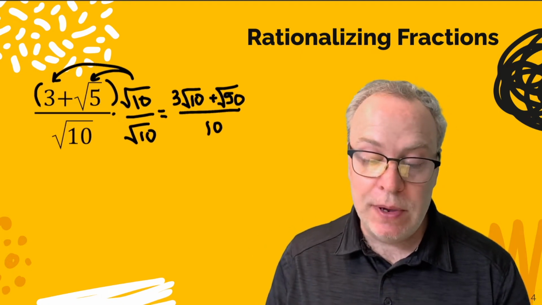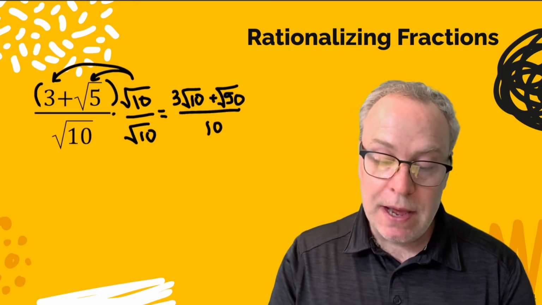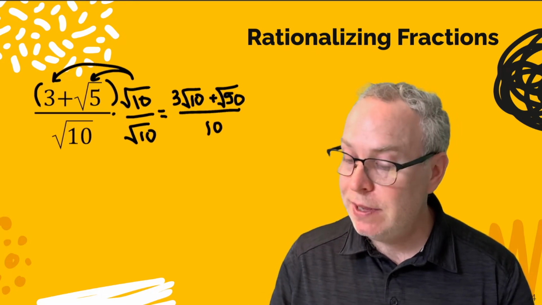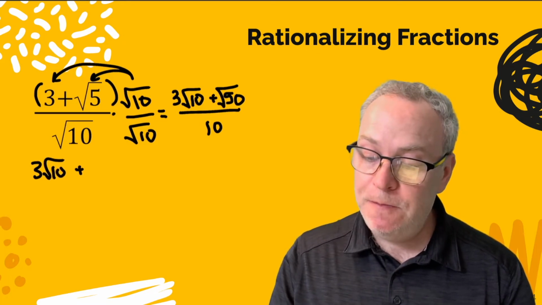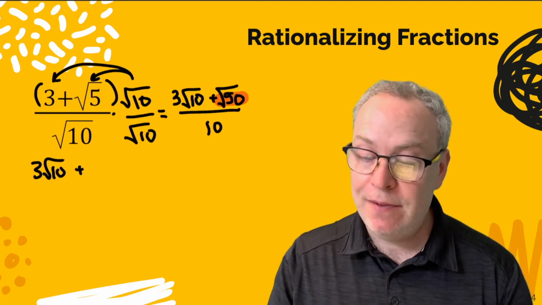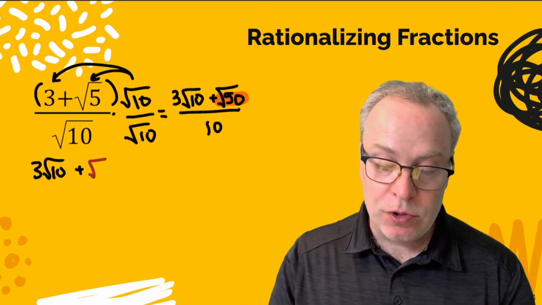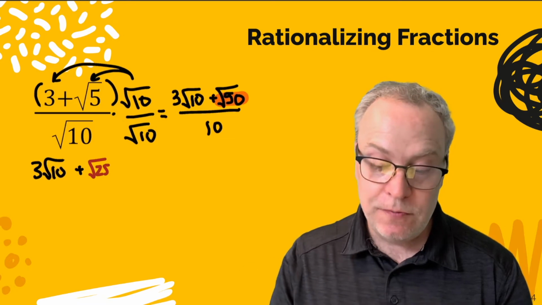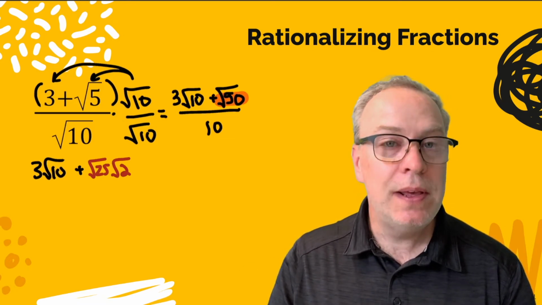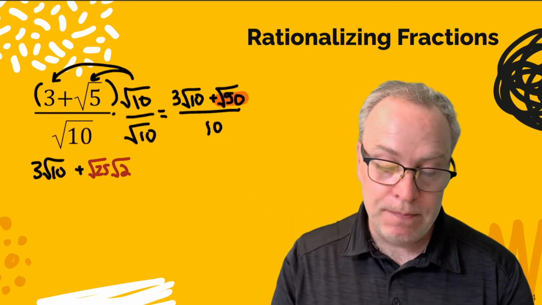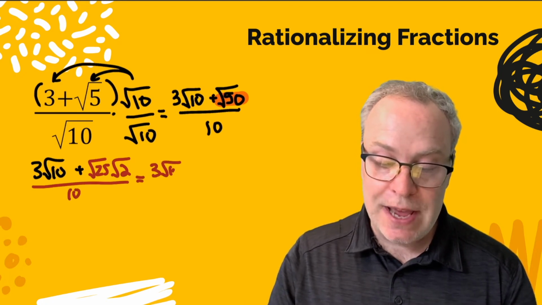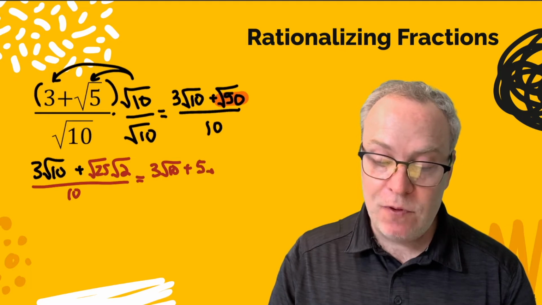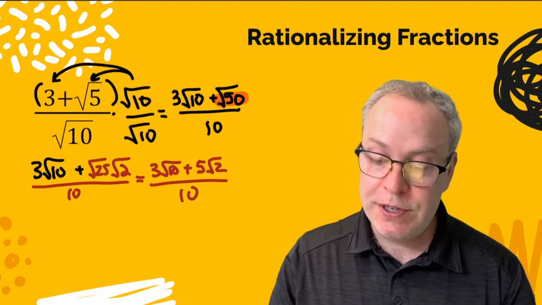Now let's see what we can do with that numerator. Now 3 radical 10 I don't believe can be simplified at all. So 3 radical 10 is just going to stay the same. However, the number 50 has 25 in it. So it is radical 25, which is 5. Radical 25 times 2 is radical 50. Don't forget, all of that is over 10. So we end up with 3 radical 10 plus 5 radical 2 all over 10.